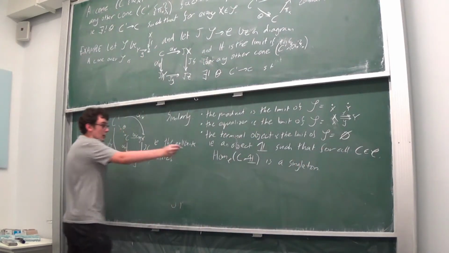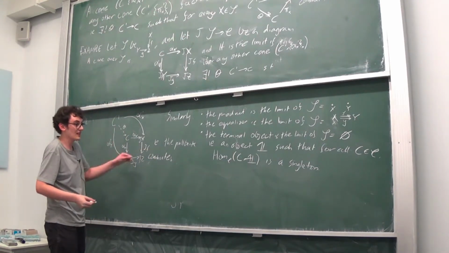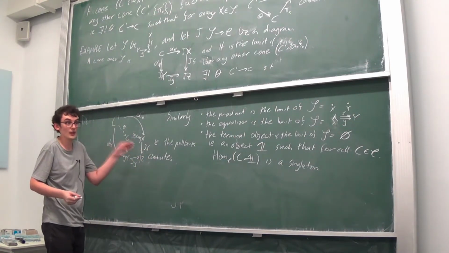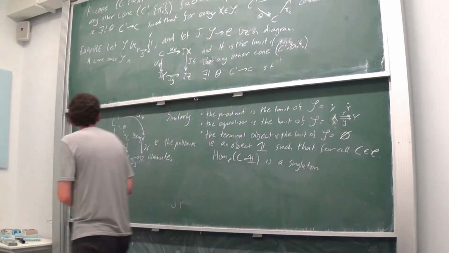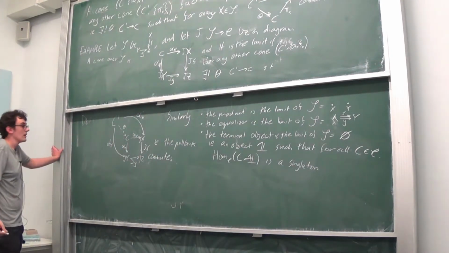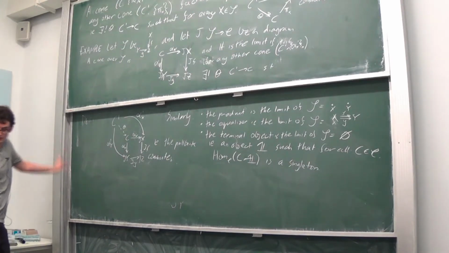So for every object C, the set of morphisms from C into the terminal object, there's only one of them. There's a unique morphism in that set. Cool. I think that's all I had to say about limits. I should get on to the next thing. I'll just say a couple of things out loud rather than actually write them down.